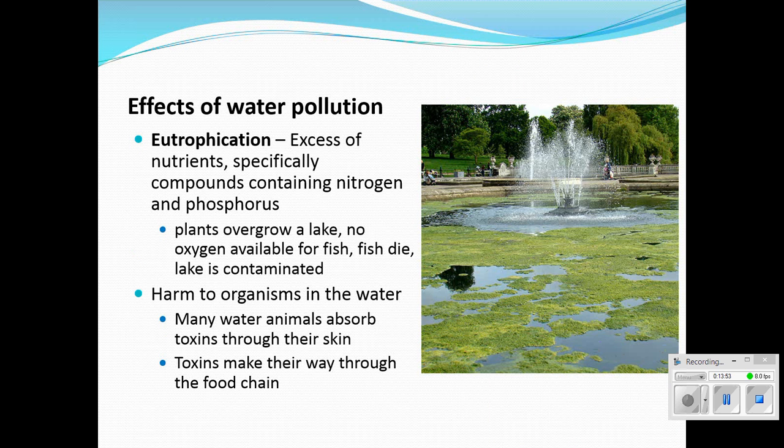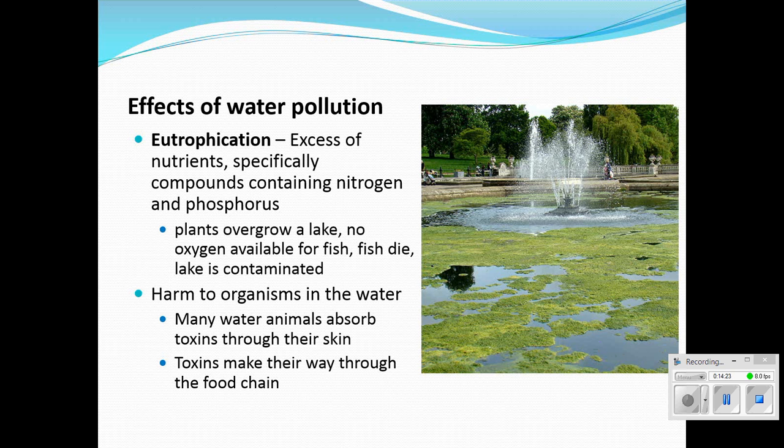So, the effects of water pollution. Why should we care? Well, there's something called eutrophication, where there's an excess of nutrients, specifically compounds containing nitrogen and phosphorus. This causes plants to overgrow, and because they overgrow, that takes all the oxygen out of the water. And so fish aren't able to survive because there's no oxygen, because the plants have kind of suffocated them out.